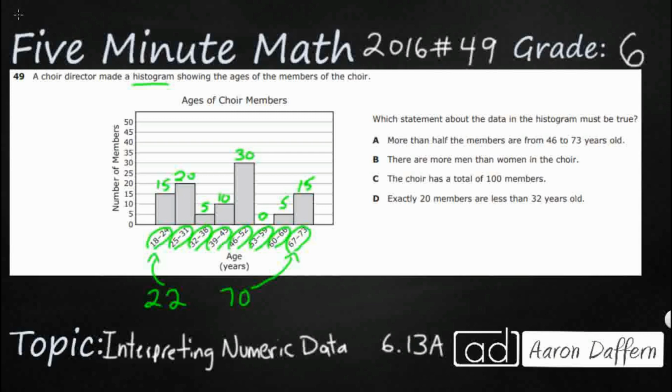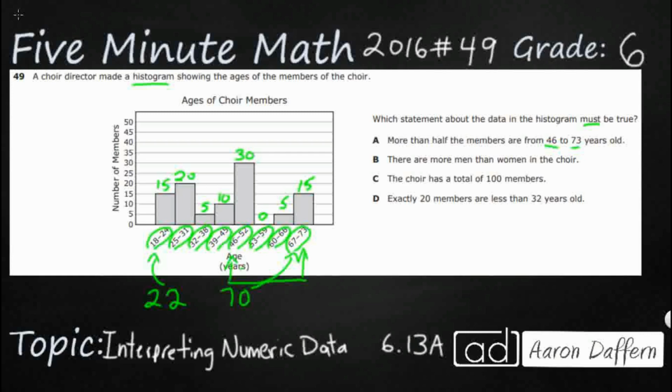Let's take a look. Which statement about the data in the histogram must be true? Must be true. So we're looking for the truth. 3 are going to be false. More than half the members are from 46 to 73. Well, let's take a look. Here's our 46 right here. Here's our 73. Okay, so we are looking at this range right here.